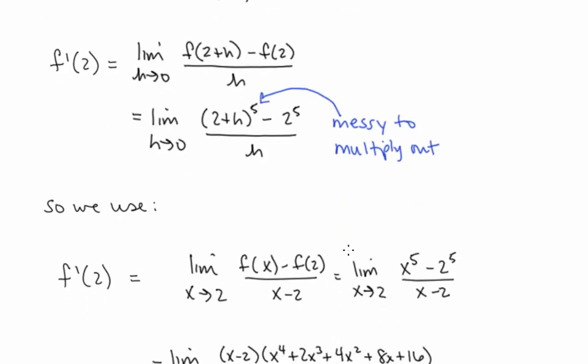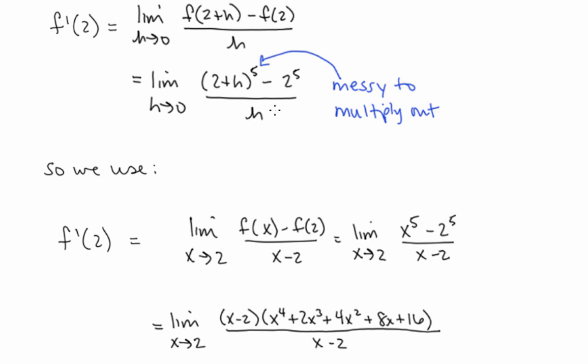So instead, we could take a look at this other form of the formula. Limit as x goes to 2, f of x minus f of 2 over x minus 2. And so this says we're looking at the limit as x goes to 2 of x to the fifth minus 2 to the fifth over x minus 2. So instead of trying to manipulate it so that we have an h over h to cancel, here what we're trying to do is get a factor of x minus 2 in the numerator so that we can cancel the x minus 2's.